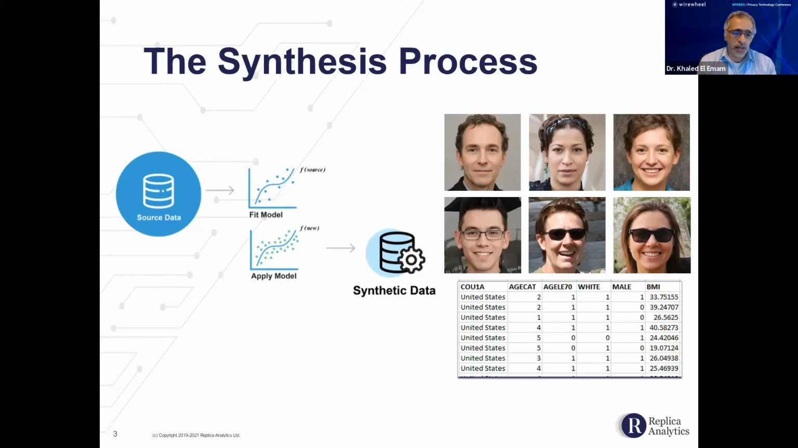And then you apply that model to generate synthetic data. So you, for example, sample from that model to create synthetic data. Because the synthetic data is produced from a model, there isn't a one-to-one mapping between the synthetic records and the source data sets. So this is how you're able to provide privacy protection.